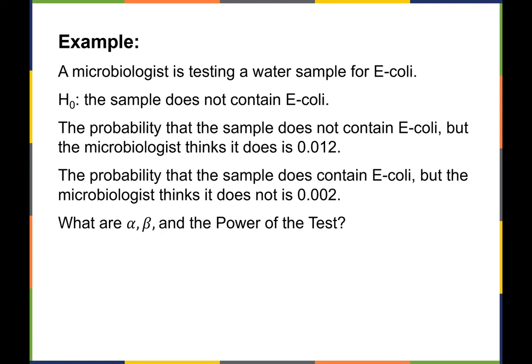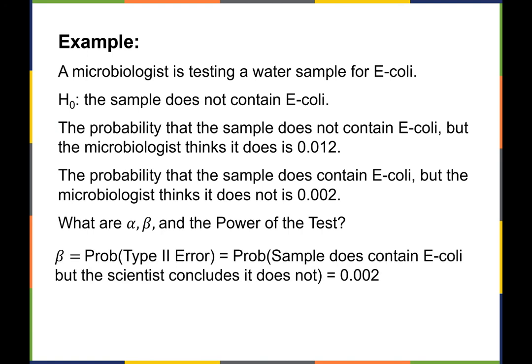Let's figure out beta. Beta is going to be the probability of a type 2 error, right? And that's the probability the sample does contain E. coli, right? The null hypothesis is false, but the scientist concludes that it does not. And they tell us that happens with 0.002, so 2 thousandths. Such a hard word to say.